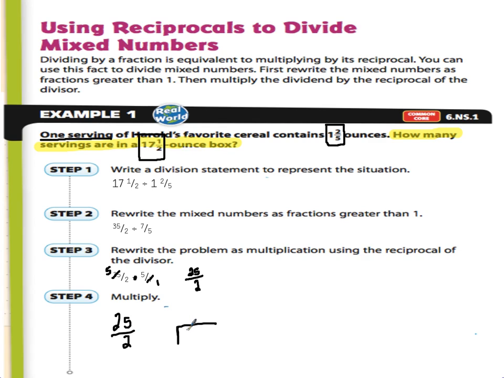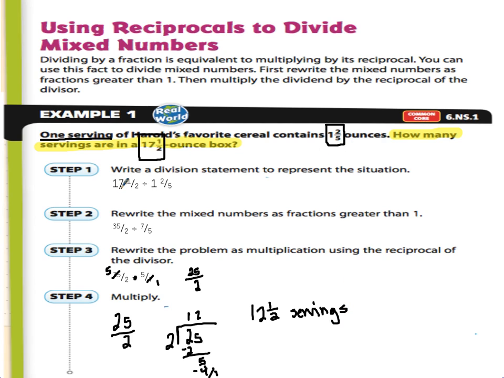Okay, so here I have 25 pieces, and I'm putting them into groups of 2. So 2 goes into 2 once, minus 2 leaves me with 0. 2 goes into 5 twice, minus 4, it leaves me with 1 left over. So I can make 12 1/2 servings. Actually, Harold can make 12 1/2 servings with his box of cereal.